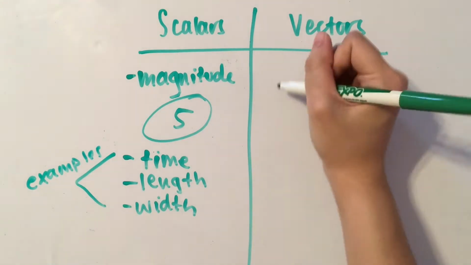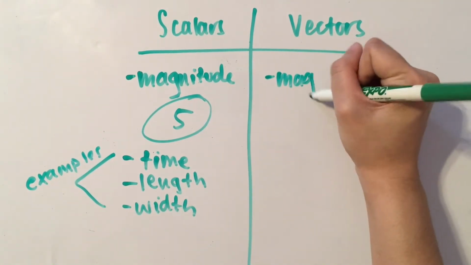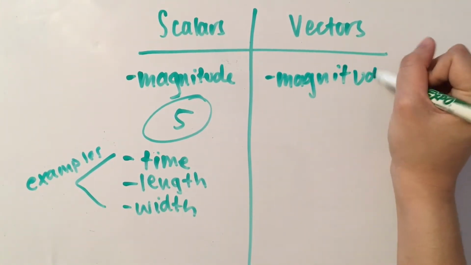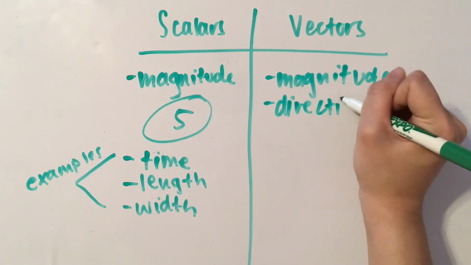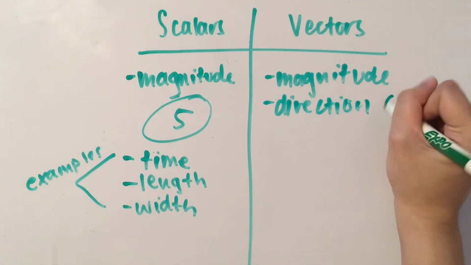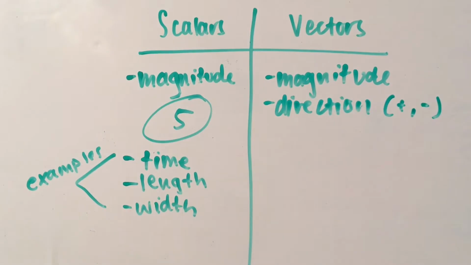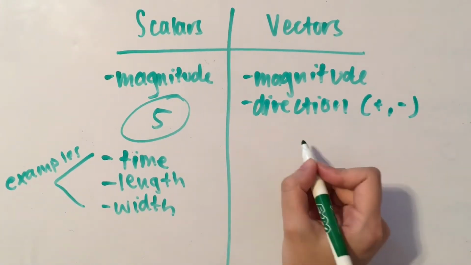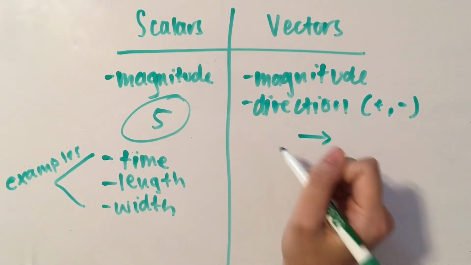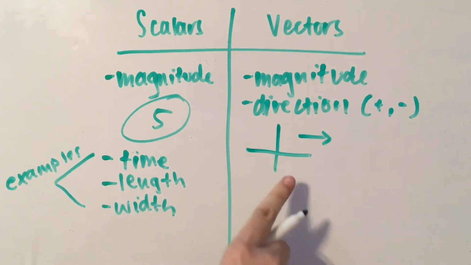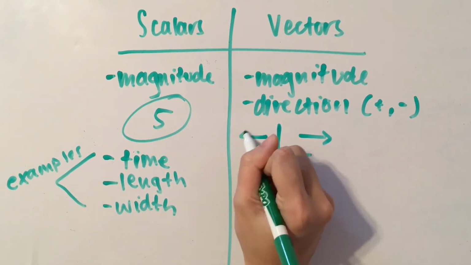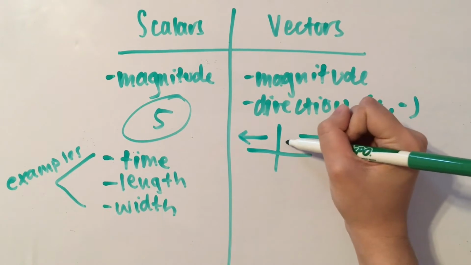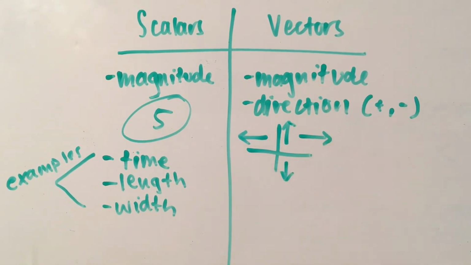And then vectors have both magnitude and direction. So when we say direction, we can indicate positive or negative. So we can say that something goes in the positive x direction, which on the graph would be going to the right, or the negative x direction. And we could also say positive y, negative y.